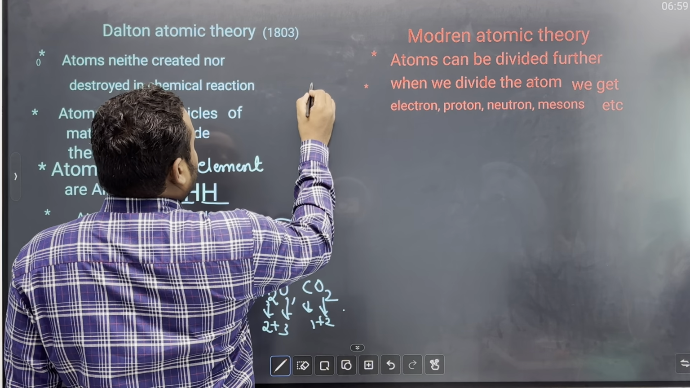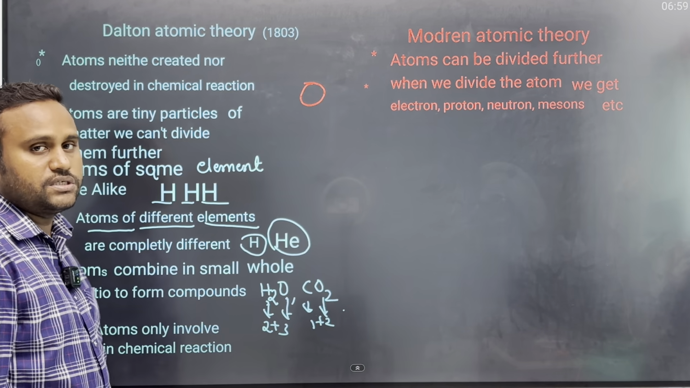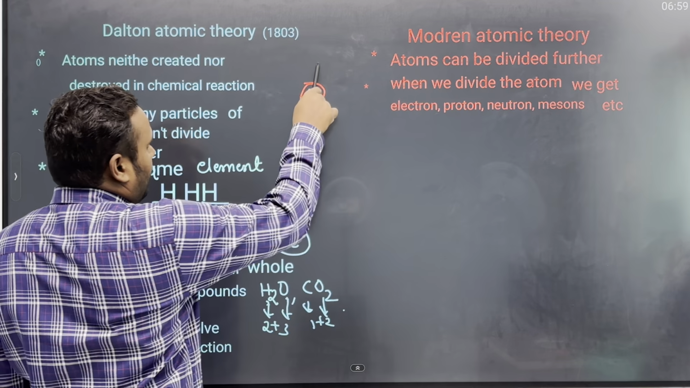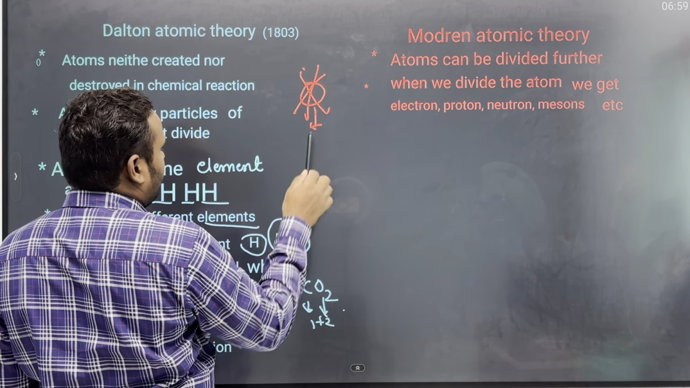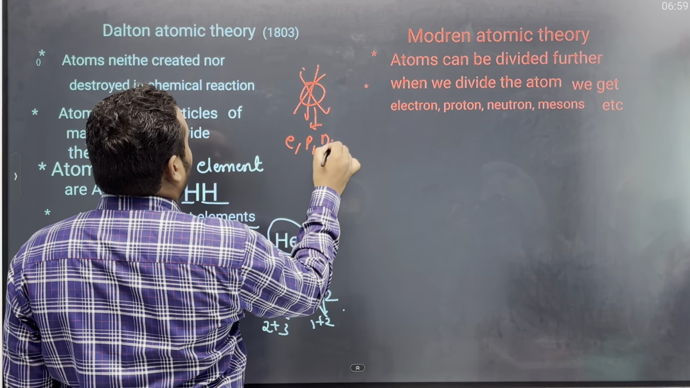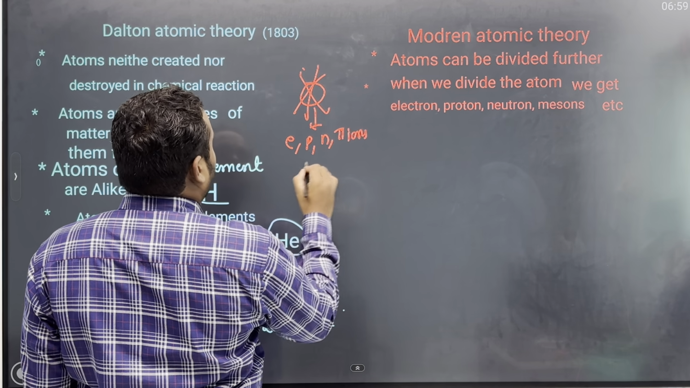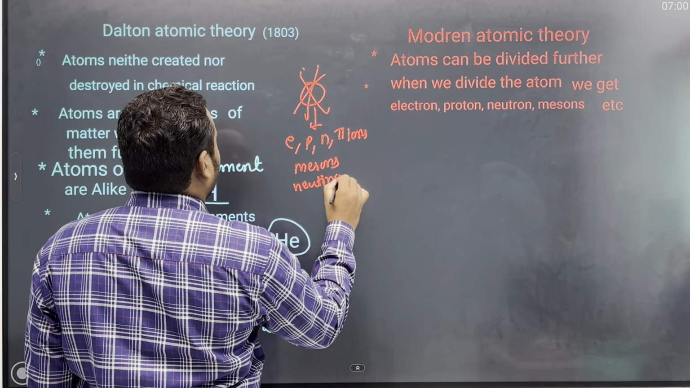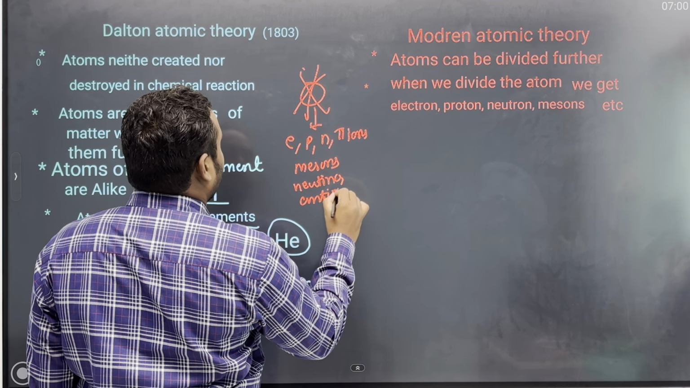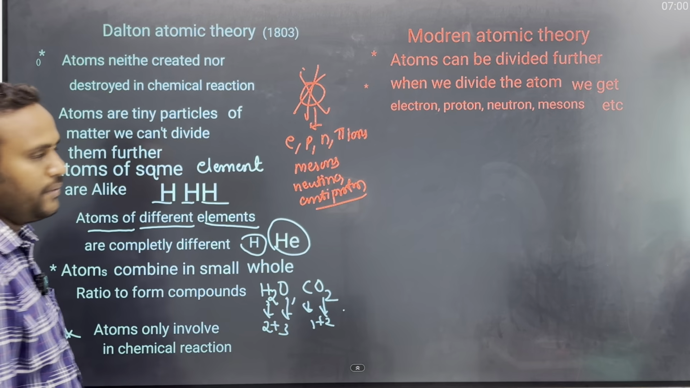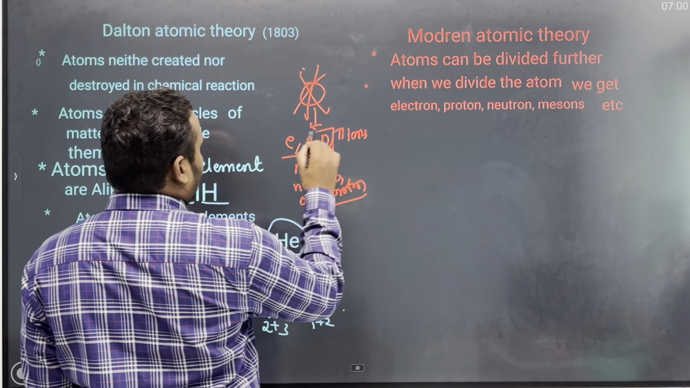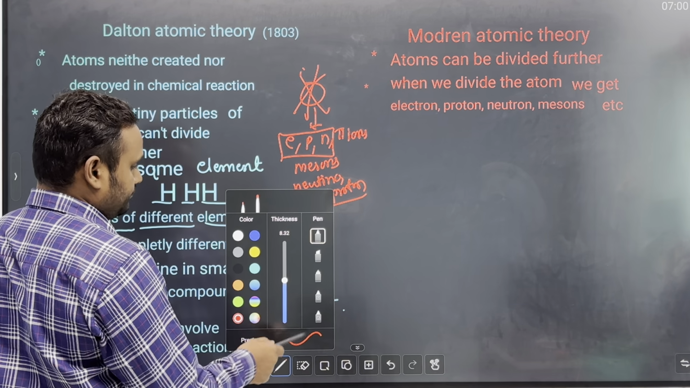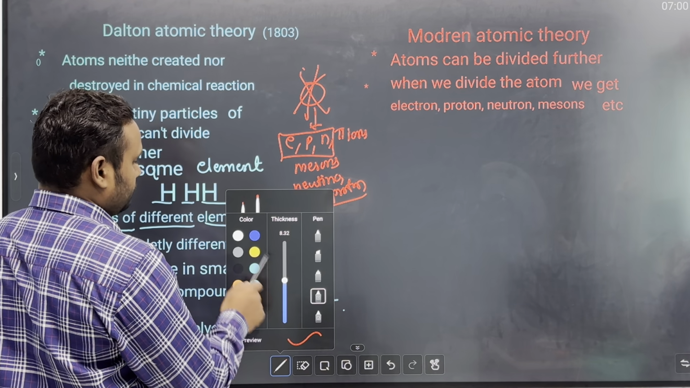So let us consider this is the atom. According to John Dalton's atomic theory, atoms cannot be divided further, but according to modern theory, we can divide the atoms. When you divide the atom, what do you get? Electron, proton, neutron, pions, mesons, neutrino, anti-neutrino, anti-proton, etc. So many subatomic particles we will get. Among them, electron, proton, and neutron are the main subatomic particles.